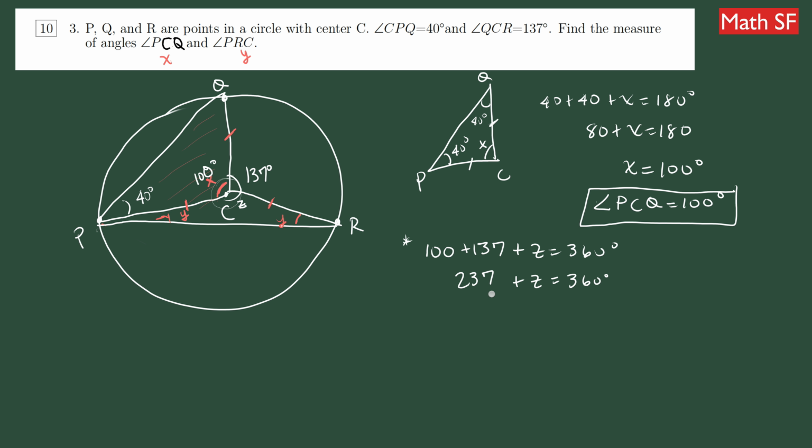So if I use my calculator, what are we going to get? Well, we're going to subtract 237 from each side. C equals 360 minus 237, which gives me 123.